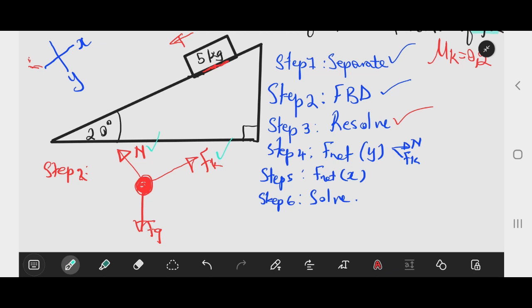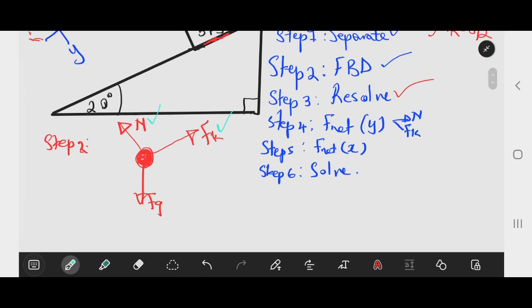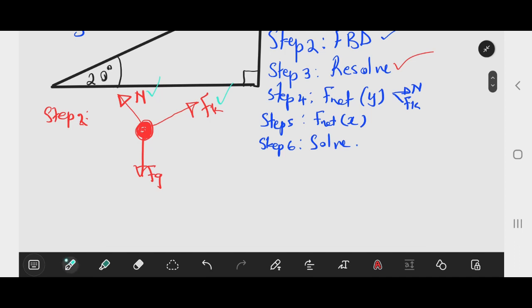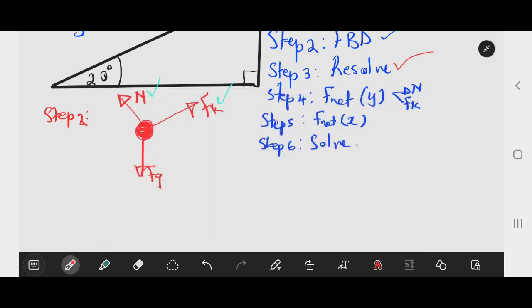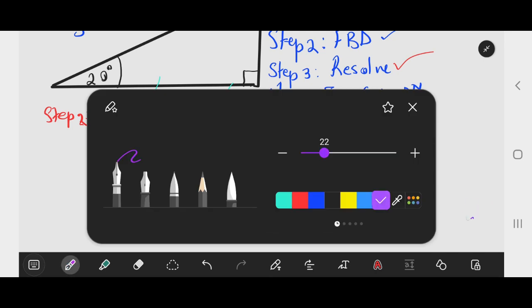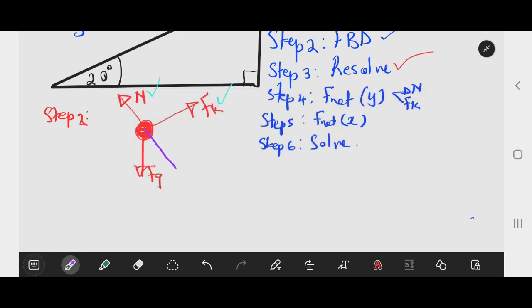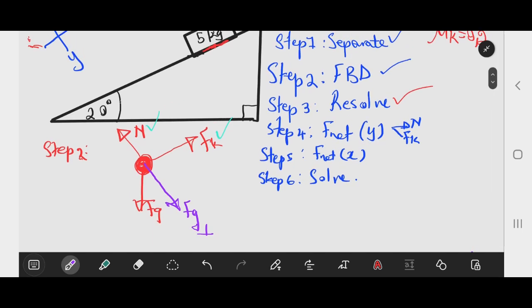But looking at Fg, Fg is not in the y direction, and it is not in the x direction. So we have to resolve this Fg. When we resolve Fg, we will have two components of weight. The first component is the Fg perpendicular, which is Fg perpendicular to the surface.